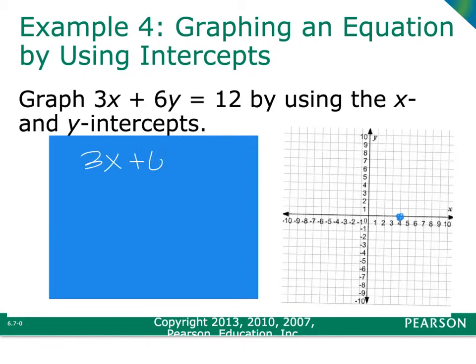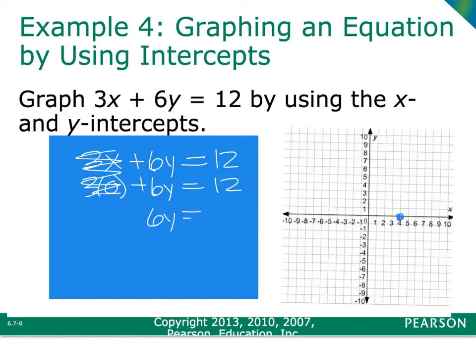3x plus 6y equals 12 by setting your x equal to 0. Anything times 0 is 0, so that's going to zero out your x term, and it's going to leave you with 6y equals 12. And you can finish solving for y by dividing each side by 6. So your y-intercept is 2, so you can go over to your y-axis, you can go up to 2, and you can plot a dot. Simply draw a line between your 2 dots, and you've graphed your linear equation.